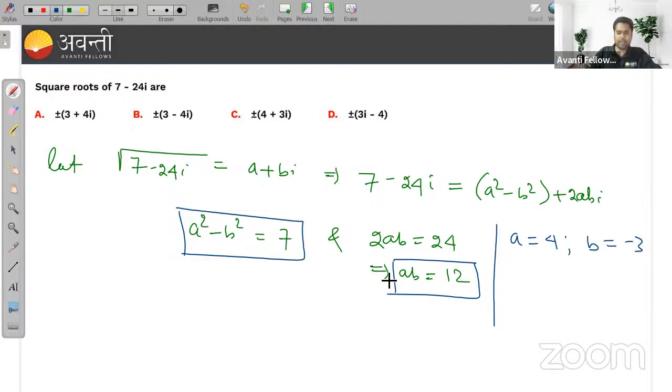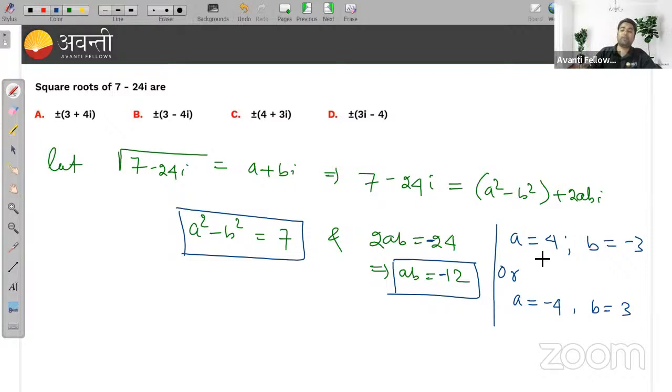Let's check. a is equal to 4, b is equal to minus 3. Oh, sorry, 2ab is equal to minus 24, right? So ab is equal to minus 12, and that means a is equal to 4 and b is equal to minus 3. I made a mistake. And another answer I am getting is a is equal to minus 4 and b is equal to 3. You can check for both answers.